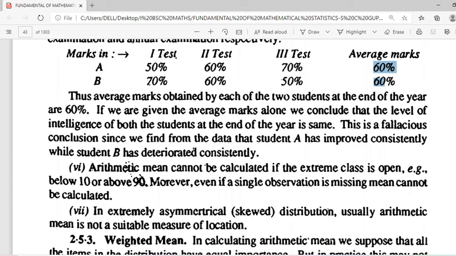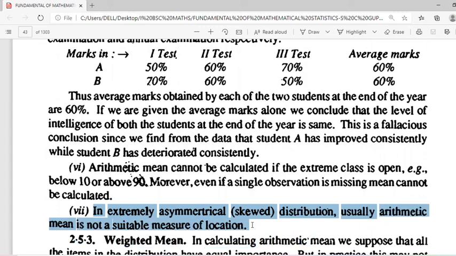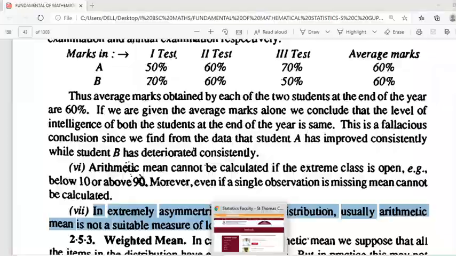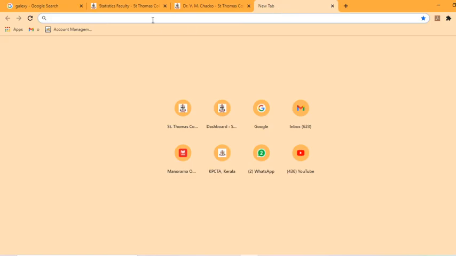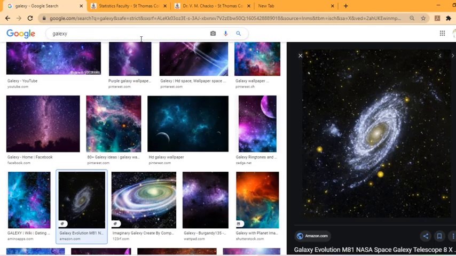Another disadvantage: arithmetic mean cannot be calculated if the extreme class is open. Sometimes in the case of class frequency data, the class will be open, so in that case we cannot compute the arithmetic mean. In an extremely asymmetrical distribution, arithmetic mean is usually not suitable as a measure of location. I will show you some symmetric and asymmetrical distributions.